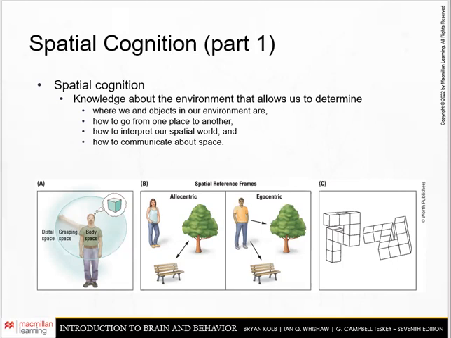The locations of objects can be represented in egocentric and allocentric spatial reference frames, which is shown in figure B over there: the difference between the allocentric, the relationship between objects to each other, and the egocentric, the relation of objects to you or to the person. Also, the same figure can be oriented differently in space, which is seen in figure C, where we have the same figure, like I said, just oriented in different directions.